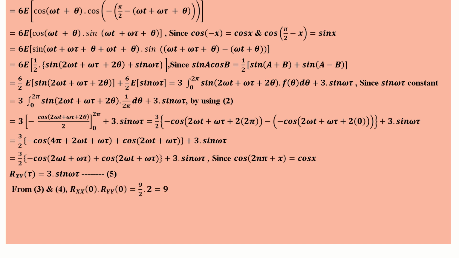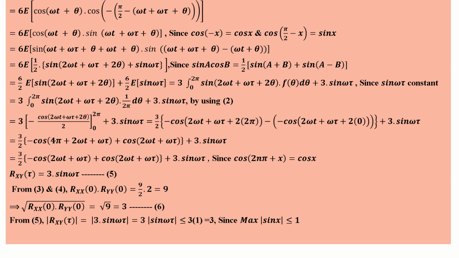So from equations 3 and 4, we will get Rxx of 0 into Ryy of 0, which is 9 by 2 into 2, that is 9. Taking the square root of Rxx of 0 times Ryy of 0, we are taking the square root of 9, which is equal to 3. That is equation number 6.